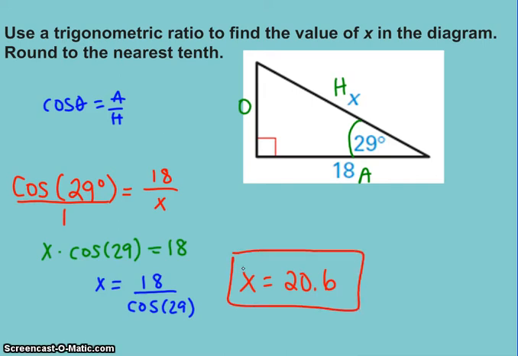It's important to know the hypotenuse is the longest side. Therefore, 20.6 is bigger than 18. I'm on the right track. My answer makes sense. Okay? Now, let's do another problem.